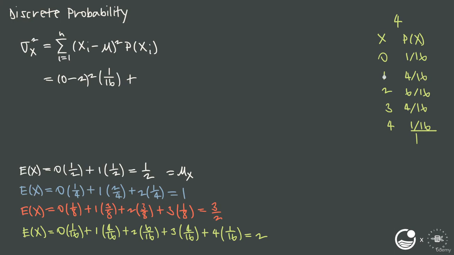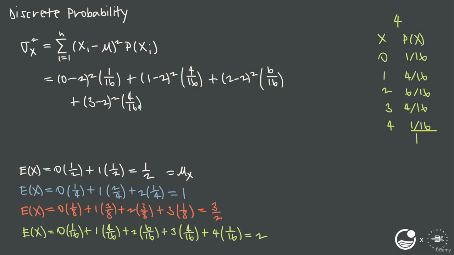So here, our next row, where x is 1, we flip heads 1 time, we get 1 minus 2 quantity squared times 4 over 16. And then we add to that, when x is 2 here, 2 minus 2 quantity squared times the probability there, 6 over 16. And then we add to that 3 minus 2 quantity squared multiplied by 4 over 16, and then the last row here, plus 4 minus 2 quantity squared times 1 over 16.